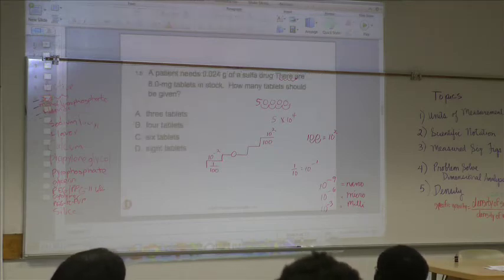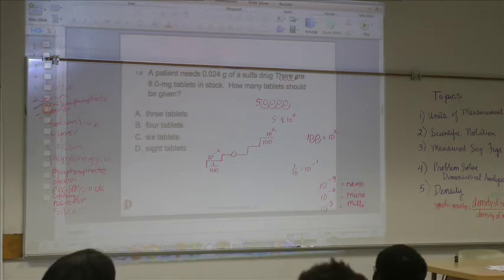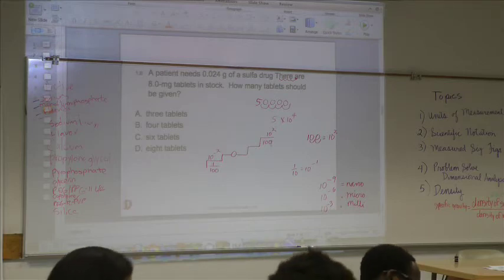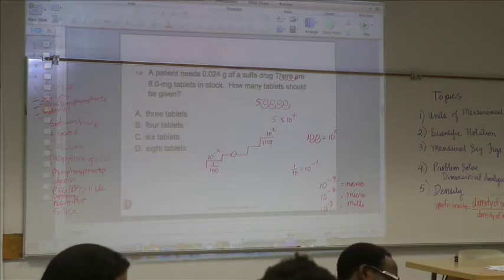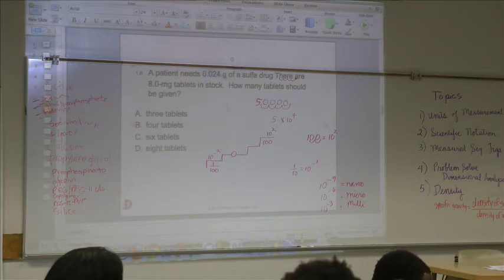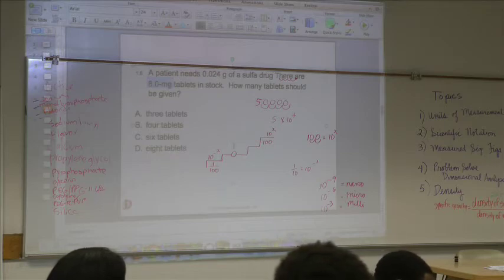Okay, here's a nice one. I see this one in the exam a lot. This is kind of like a graduation chapter 1 test question, okay? So a patient needs 0.04 grams of a drug. Last semester we made sulfanilamide in our organic lab. We have 8 milligram tablets supplied.